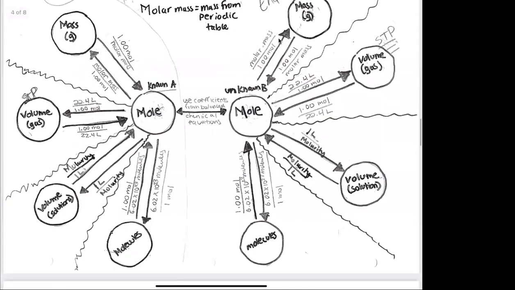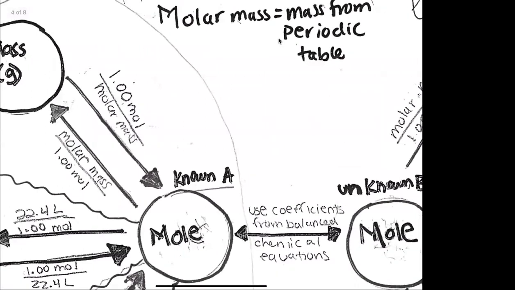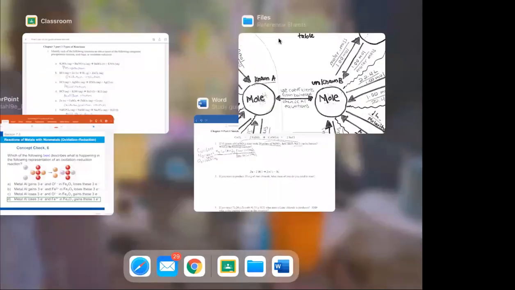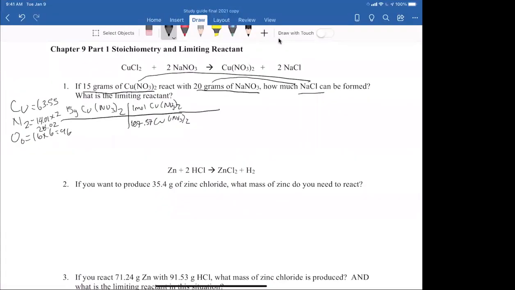So we go back to this reference sheet. We went from the mass to the moles. Now we need to go from mole to mole, meaning we need to use coefficients from the balanced chemical equation. So it's going to be mole over mole. The mole that you want to get rid of, you want to get rid of CuNO3 because you don't want that anymore. Now you want NaCl.